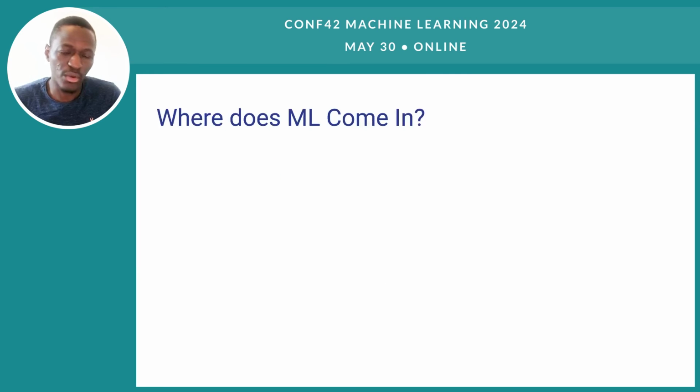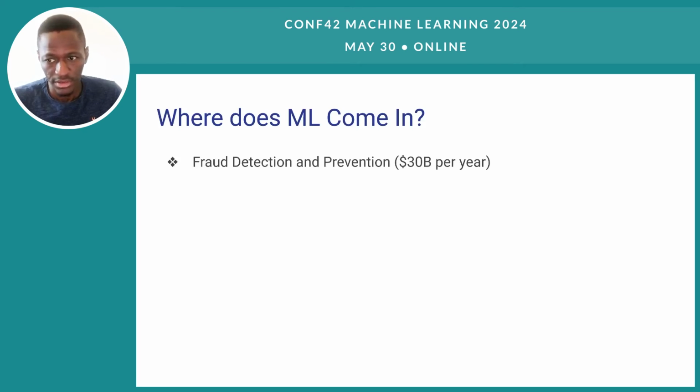So where does ML come in all of this, right? First is fraud detection and prevention, right? We already said earlier that there's over $30 billion per year in fraud loss. Usually all of the parties involved, the issuer bank, the card scheme or the card network, the acquirer bank, have some form of fraud detection or fraud prevention systems or mechanisms, right?